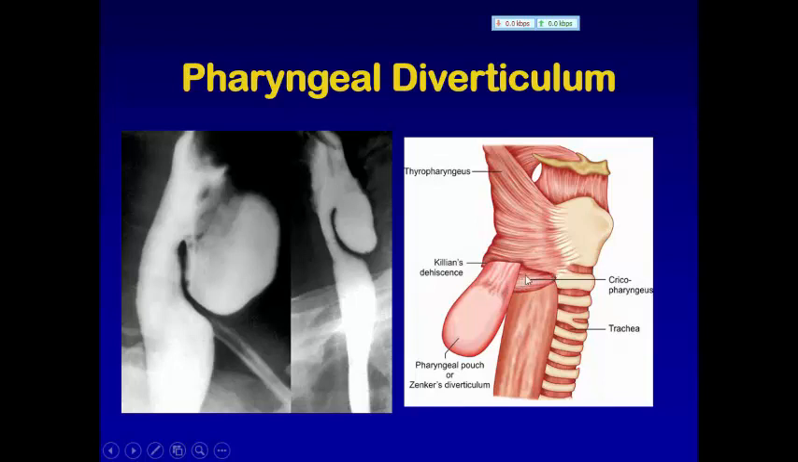When it goes into spasm, the pressure above it will increase. So spasm of the cricopharyngeal muscle fails to relax during swallowing, increasing pressure in the pharynx and causing herniation of the mucous membrane posteriorly, so food enters the diverticulum. When swallowing, the food cannot pass, the pharyngeal pressure increases and causes herniation of this mucosa, and the food will enter into this diverticulum.